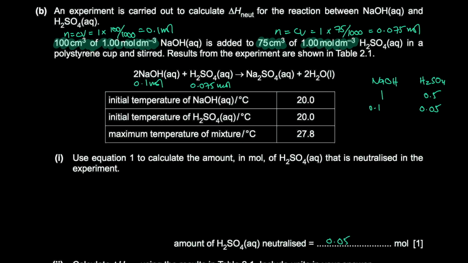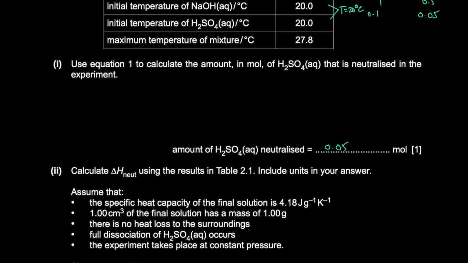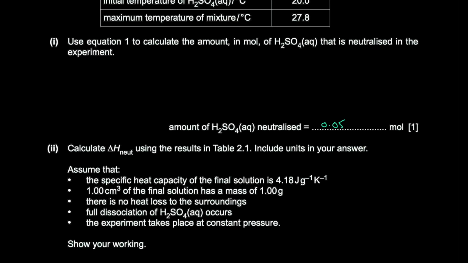Calculate the enthalpy change of neutralization using the results in table 2.1. Include units in your answer. Over here they've given us the initial temperature of the aqueous sodium hydroxide, the initial temperature of the sulfuric acid, and the final temperature, which is the maximum temperature of the mixture. When we mix these two solutions, our initial temperature is 20 degrees Celsius, our final temperature is 27.8 degrees Celsius, which means that delta T is 7.8.